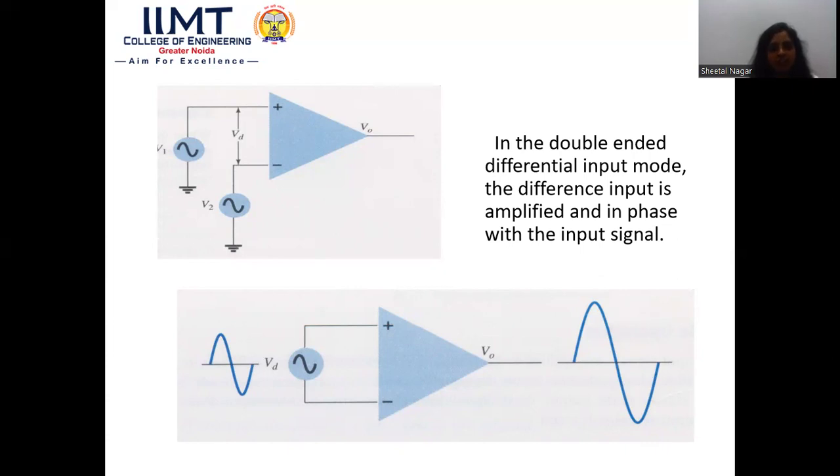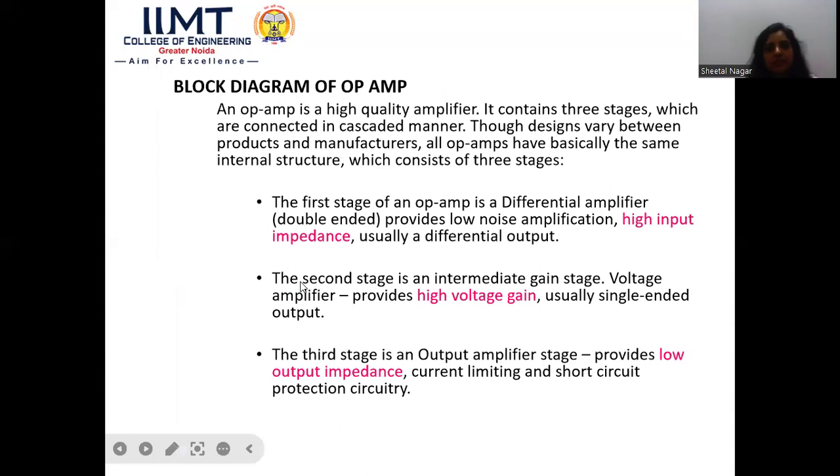Now, at the input, we get VD. VD is the difference between the input signals, and at the output, in this case, we will get the amplified difference of these input signals. Means in the double-ended differential input mode, the difference input is amplified and in phase with the input signal.